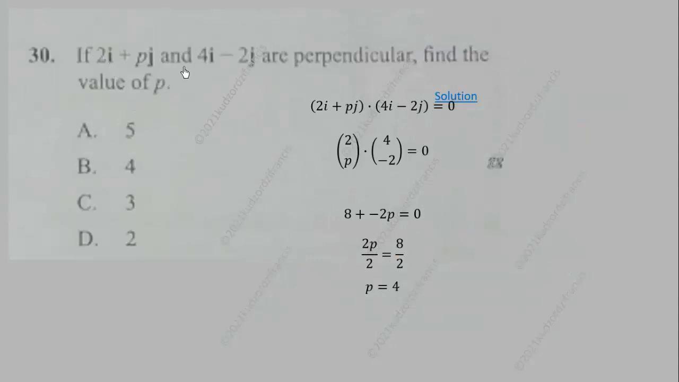If 2i plus pj and 4i minus 2j are perpendicular, find the value of p. So we use the dot product. If two vectors are perpendicular, their dot product should be 0. So we dot the two vectors by multiplying the corresponding components, then adding them, equating it to 0. When we do that, we get 8 minus 2p equals 0, because this times this is 8 and this times this is negative 2p. Now we solve for p to get p equals 4.